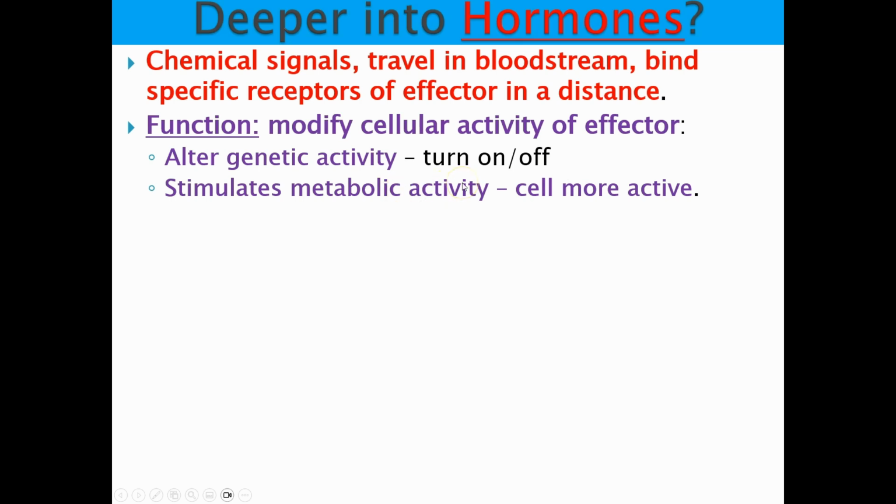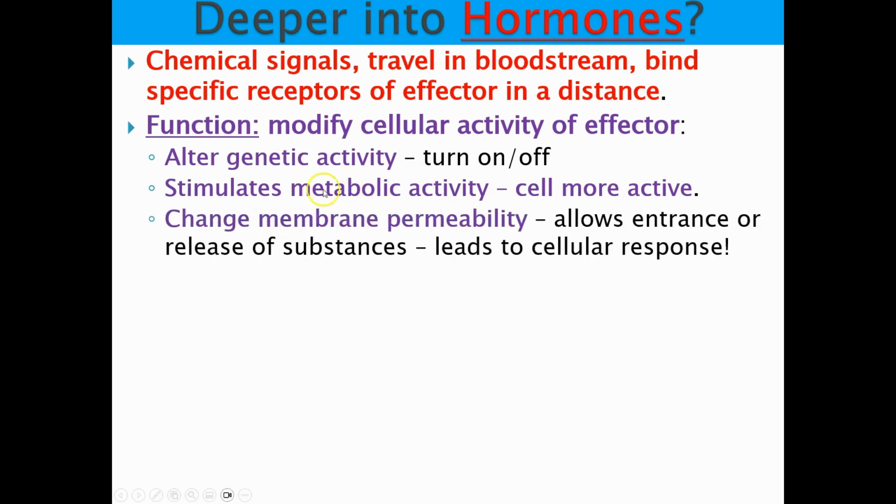But it also involves the storing of glucose to glycogen and kind of building up storage molecules as well. All right, and then changes in membrane permeability. This is important. This is what allows the entrance and the release of substances, which often leads to a cellular response. Again, if you're like, well, what does this mean, change membrane permeability? How does that lead to a cellular response?